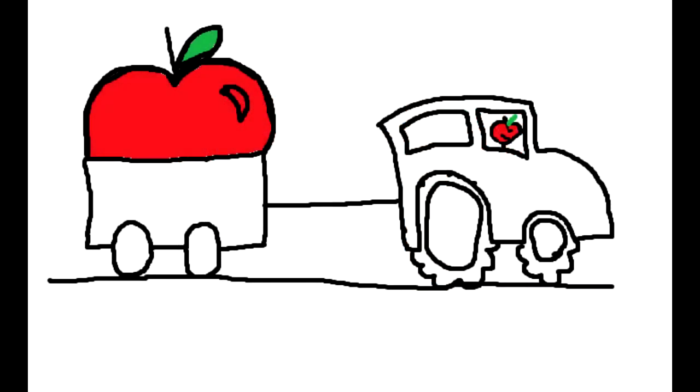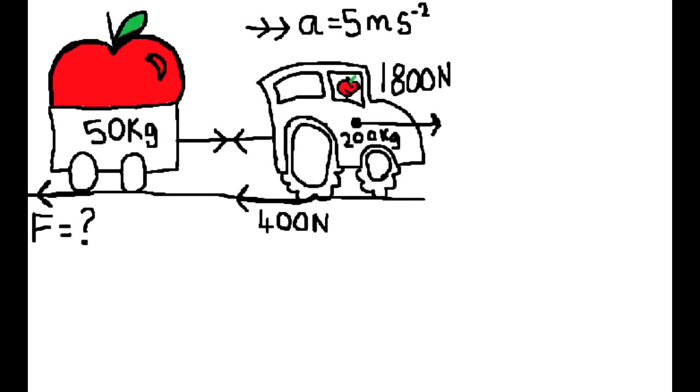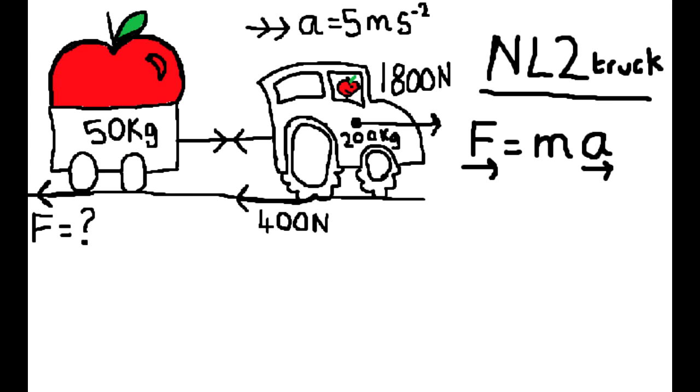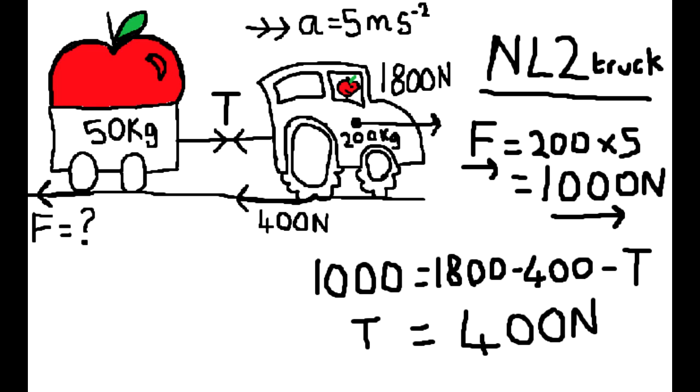Let's combine these two laws into a more complex scenario. Here we have a truck of mass 200 kg pulling a trailer of mass 50 kg through a light inelastic rope. Knowing the mass and acceleration of the truck, we can apply Newton's second law to calculate the resultant force, which gives us 1000 newtons. We can now use this resultant force along with the driving force and the friction on the tires given to calculate the tension on the rope due to the trailer pulling the truck backwards, which gives us 400 newtons.